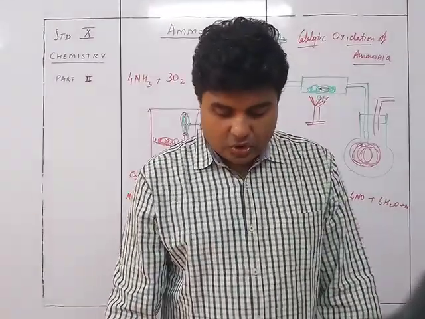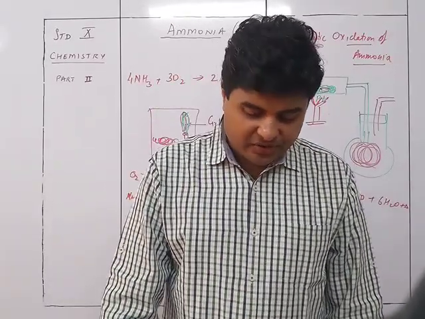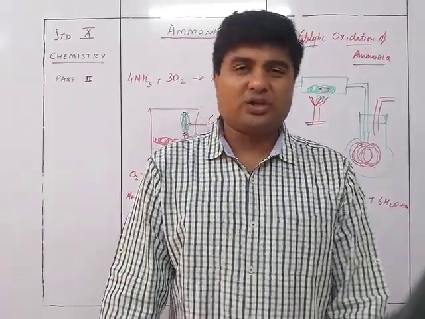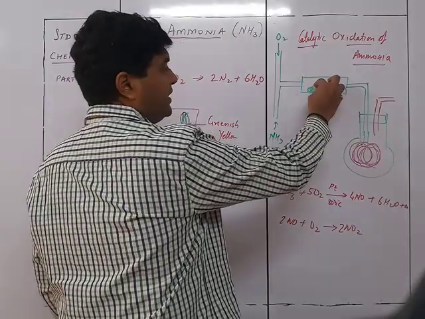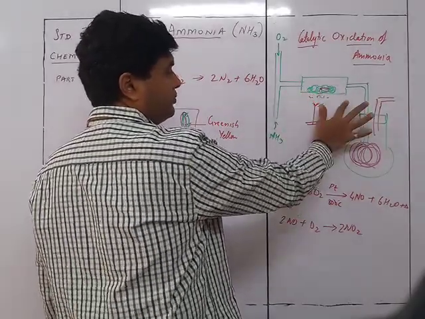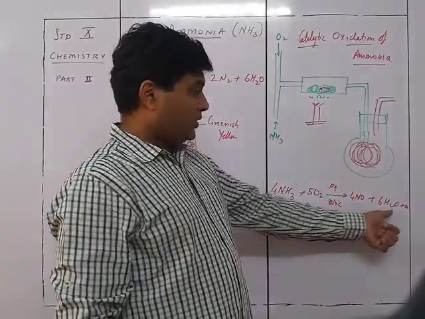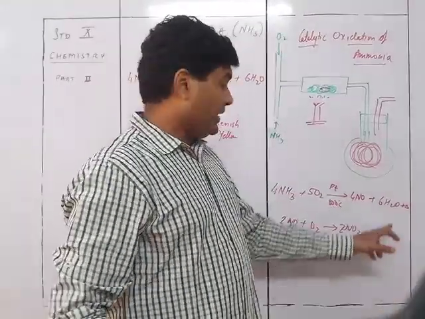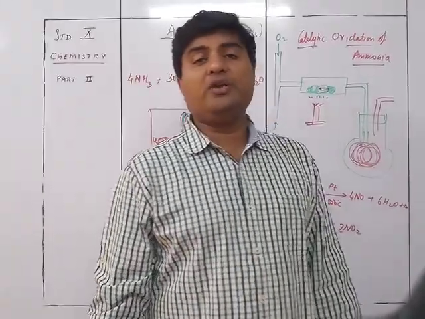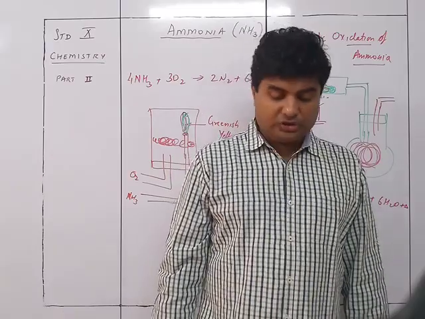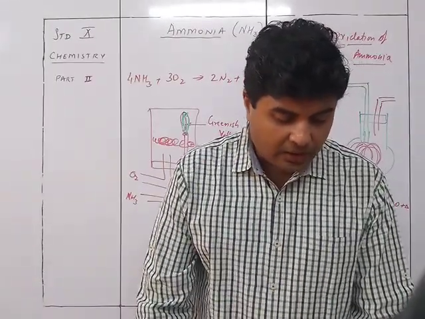The platinum catalyst continues to glow even after the heating is discontinued, since the catalytic oxidation of ammonia is an exothermic reaction. Because this reaction is exothermic, even if you stop the heating over here, it will keep on glowing. The glowing is there because it is going to give you a good amount of heat, which makes this platinum glow even when the burning has been stopped. So this was the catalytic oxidation of ammonia.